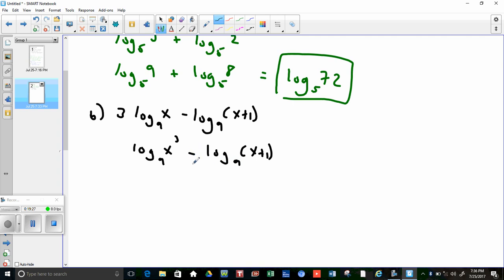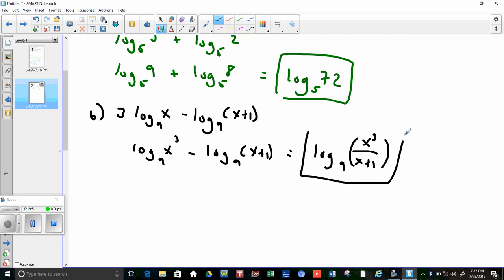But what I now see is a subtraction. Remember, the thing which is subtracted goes on the bottom. We can condense these two because they have the same base. So this will become the log base 9 of x cubed over x plus 1. And I have taken these two logs and condensed them into one.